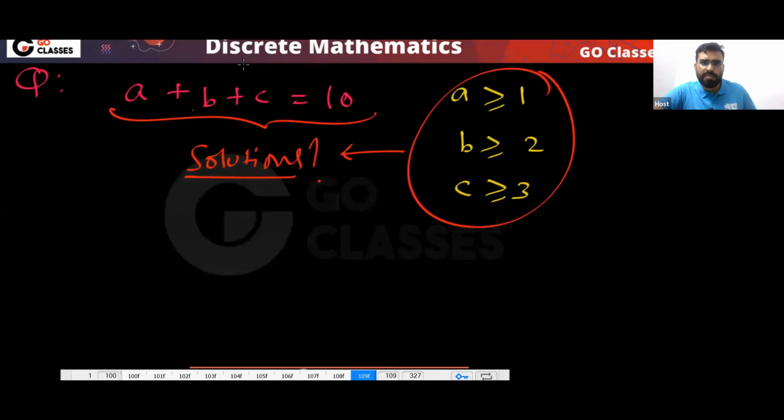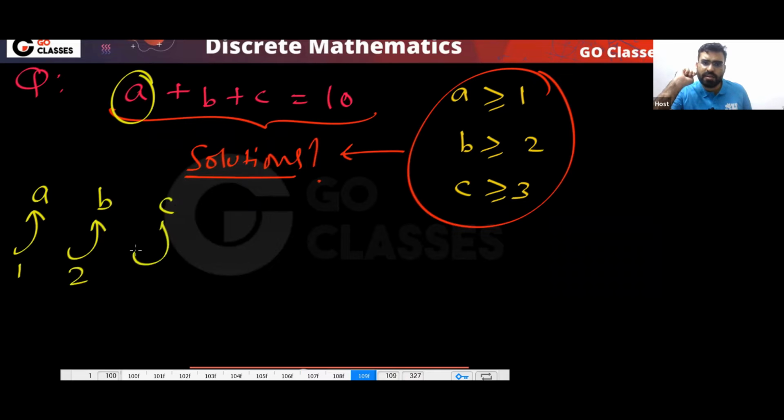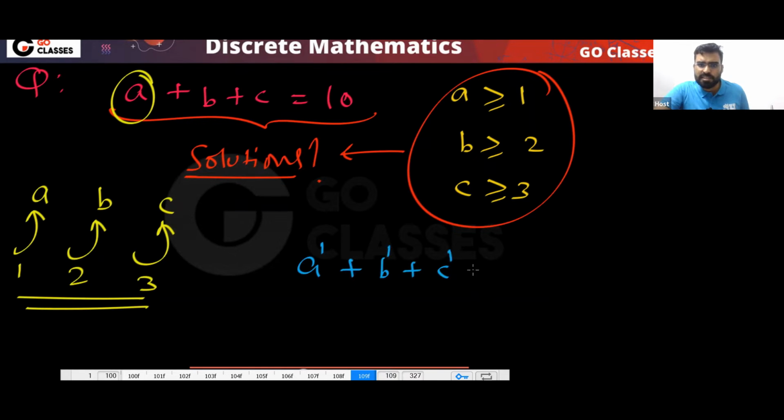So very simple. Basically, these are the children. Directly give one chocolate to A. Directly give 2 chocolates to B. Directly give 3 chocolates to C. How many remaining chocolates? Now the things are changing. The remaining chocolates are only 4.